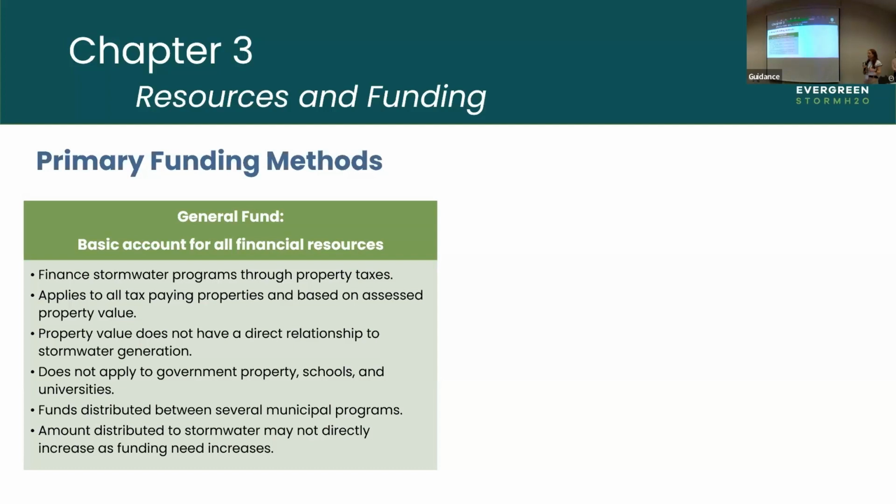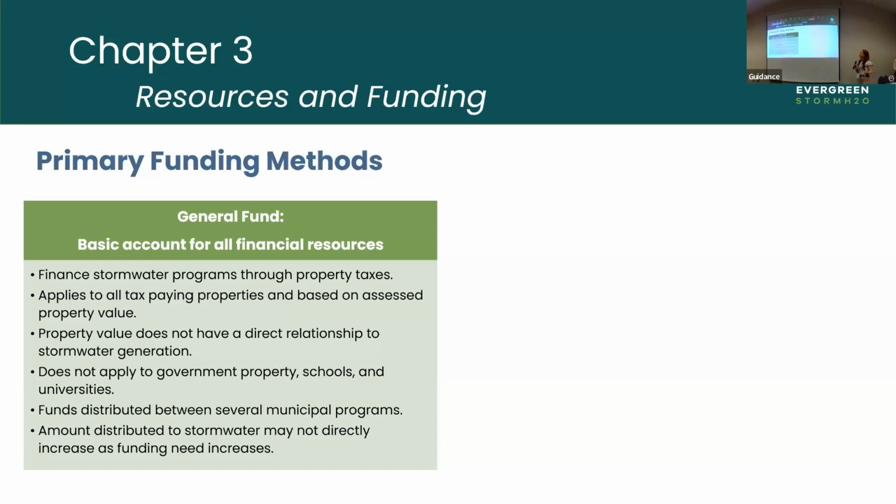It's also important to note that generally this is just for tax-paying properties. So you have your tax-exempt properties, which can be government buildings, universities. What's really important to remember about those is these are generally, especially universities, larger parcels, with lots of impervious surface, generating lots of stormwater runoff, and are not those that are contributing to this fund. For that reason, it has been seen as not equitable when it comes to funding stormwater management.